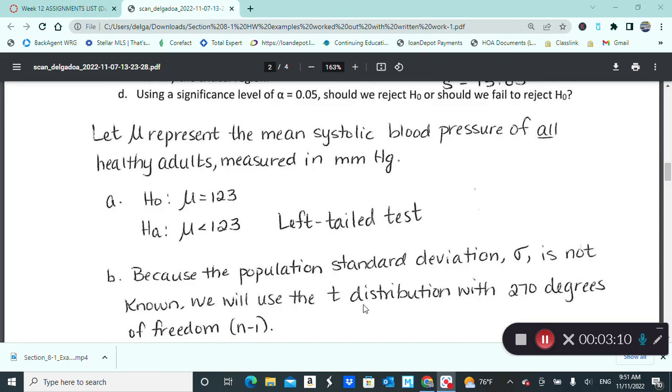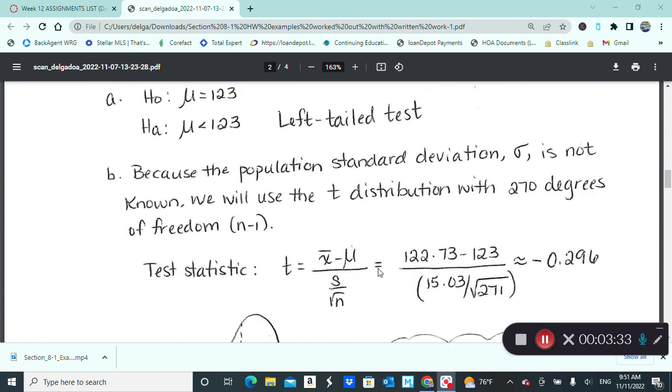Again, the difference between using a t-distribution versus the z-distribution is that if the population standard deviation sigma is given, then we use z. But in this case, the population standard deviation sigma is not given. Instead, we're having to use a sample standard deviation. That's what leads us to use the t-distribution. So let's go ahead and calculate t.